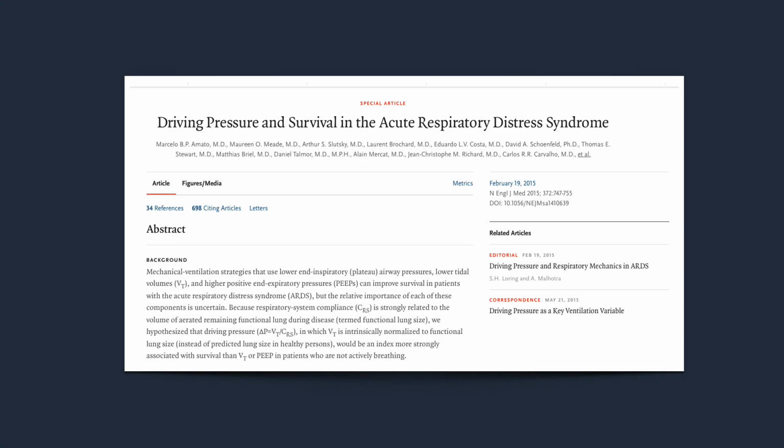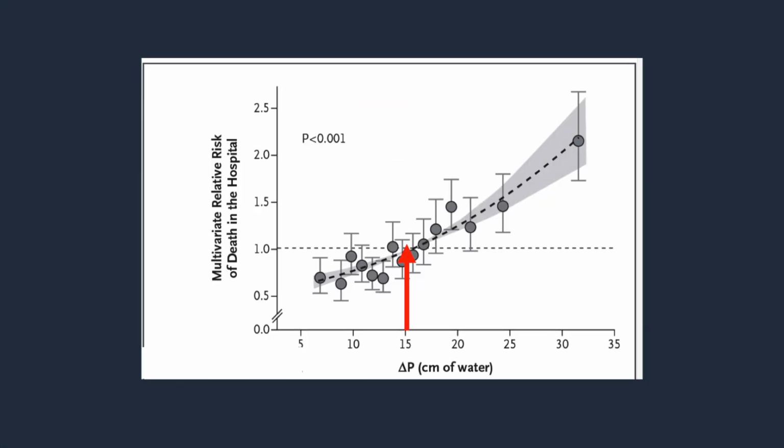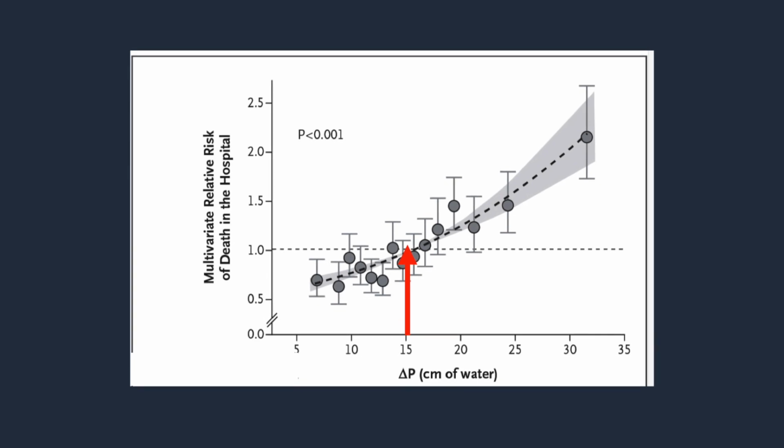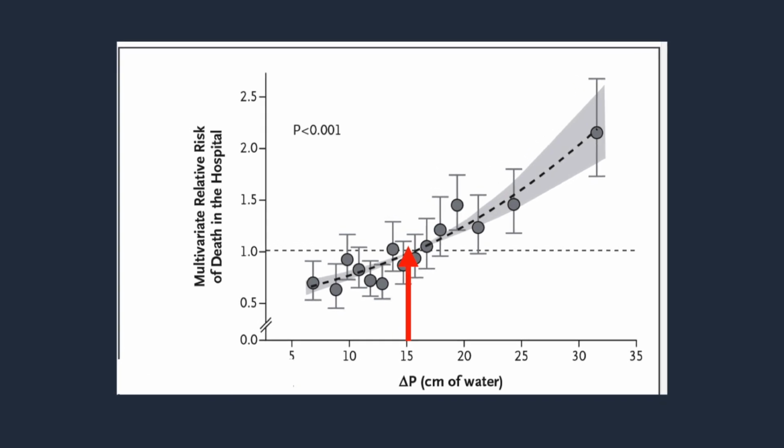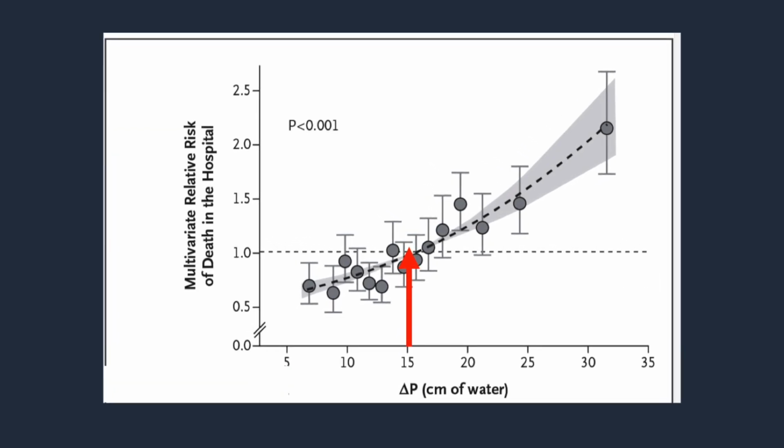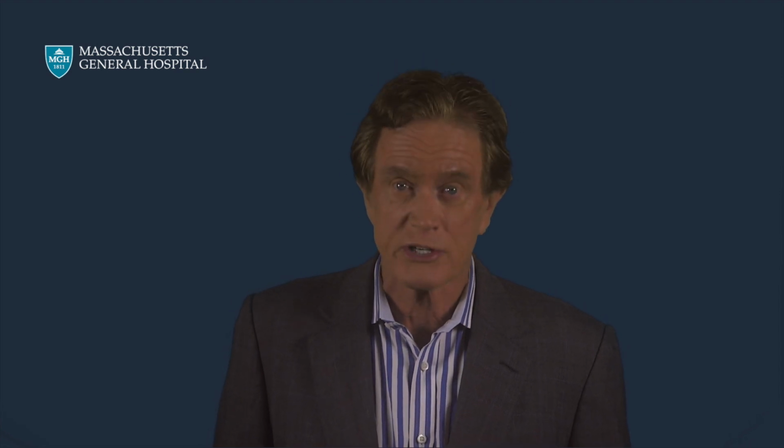A key New England Journal of Medicine special article entitled Driving Pressure and Survival in ARDS looked at delta P as a separate parameter from tidal volume and PEEP to see how delta P predicted mortality. The article concluded, "We found that delta P was the ventilation variable that best stratified risk. Decreases in delta P, owing to changes in ventilator settings, were strongly associated with increased survival."